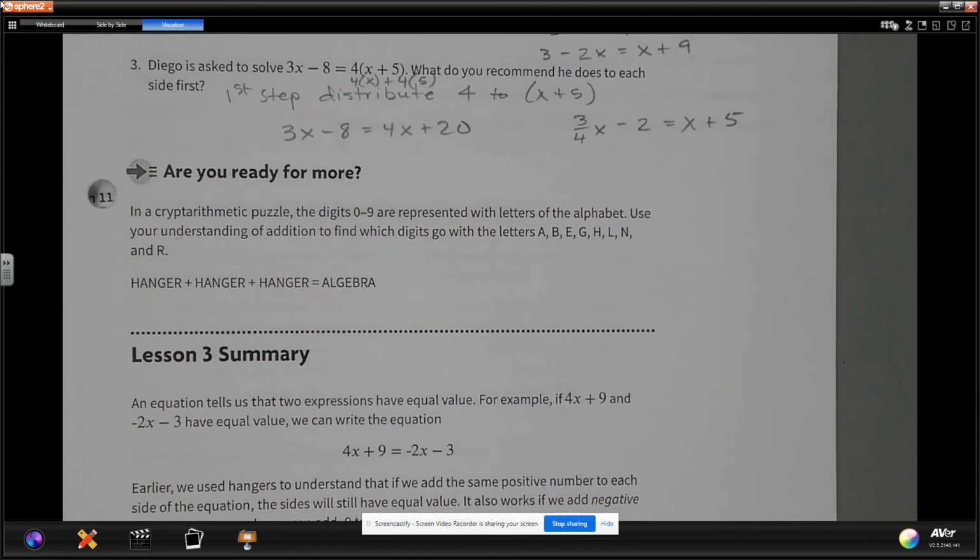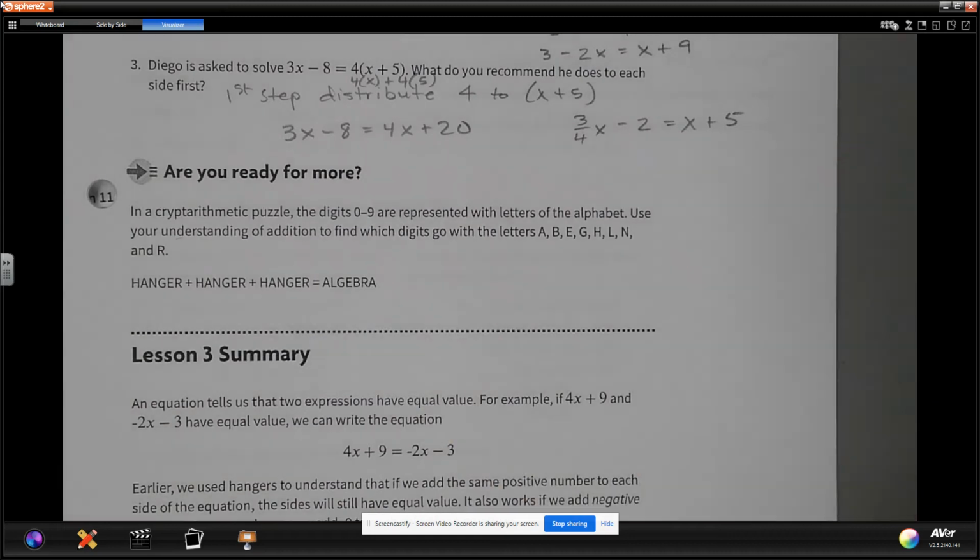In a cryptarithmetic puzzle, the digits 0 through 9 are represented with letters of the alphabet. Use your understanding of addition to find which digits go with the letters A, B, E, G, H, L, N, and R. Go ahead and give it a shot. See what you can come up with. See if you can make it work.